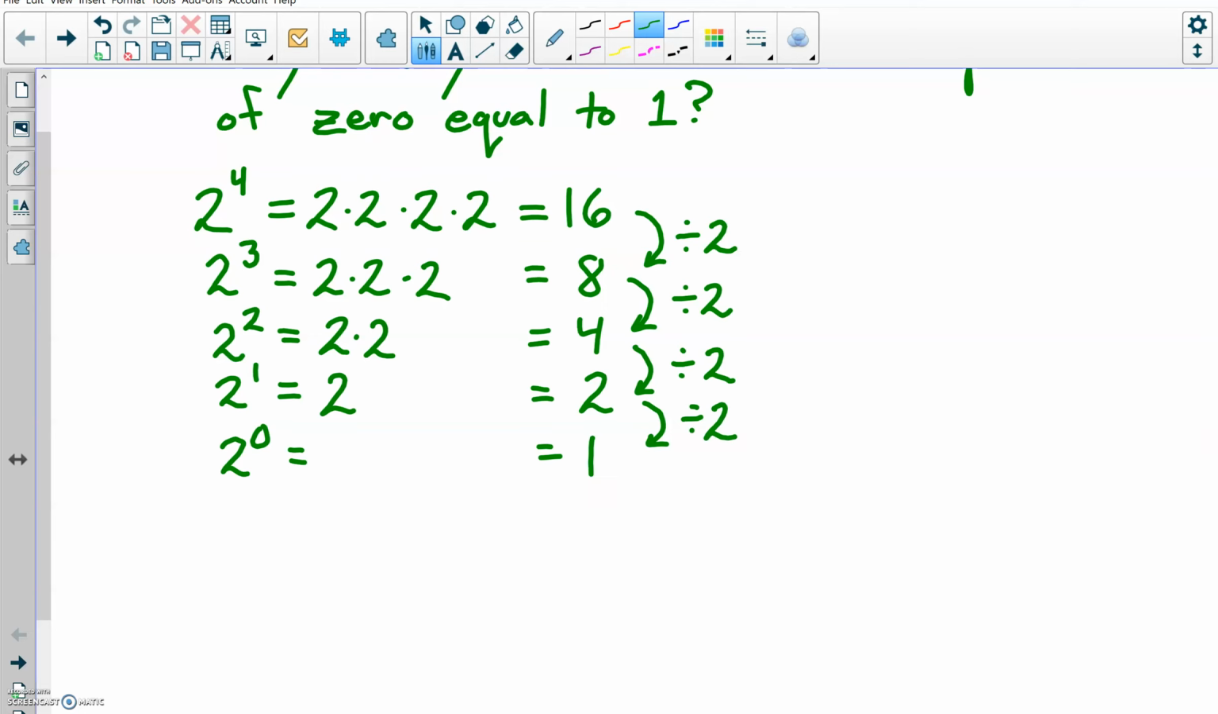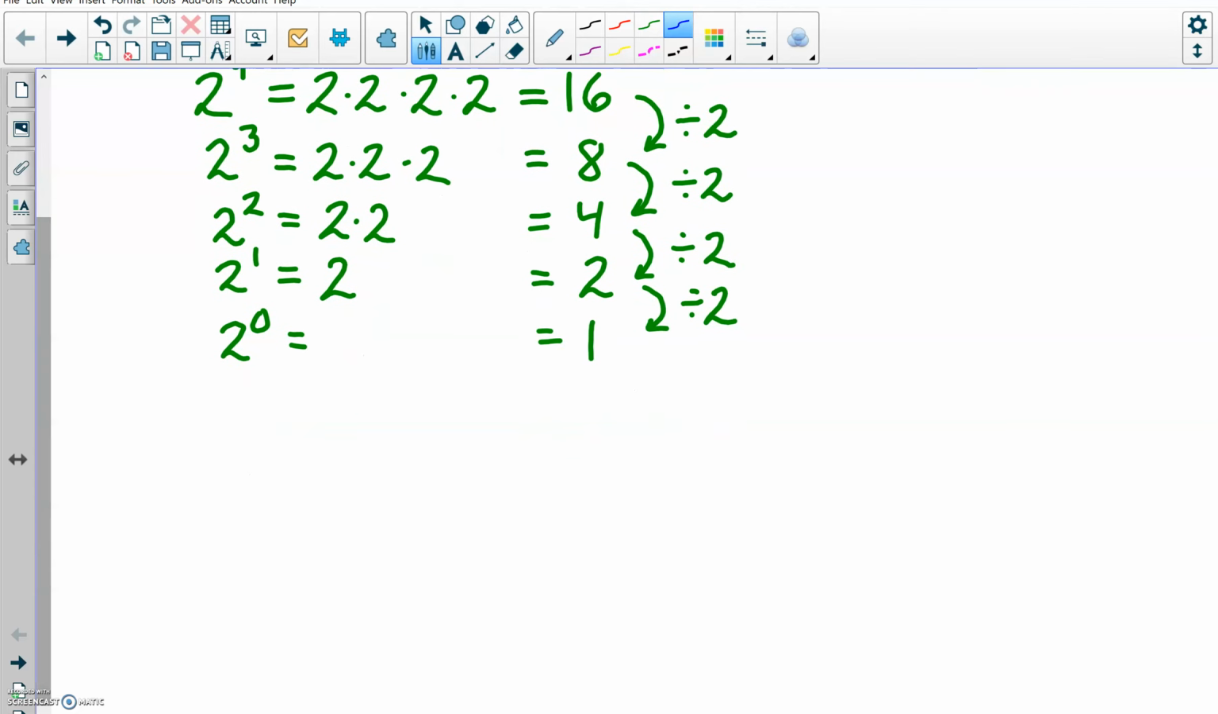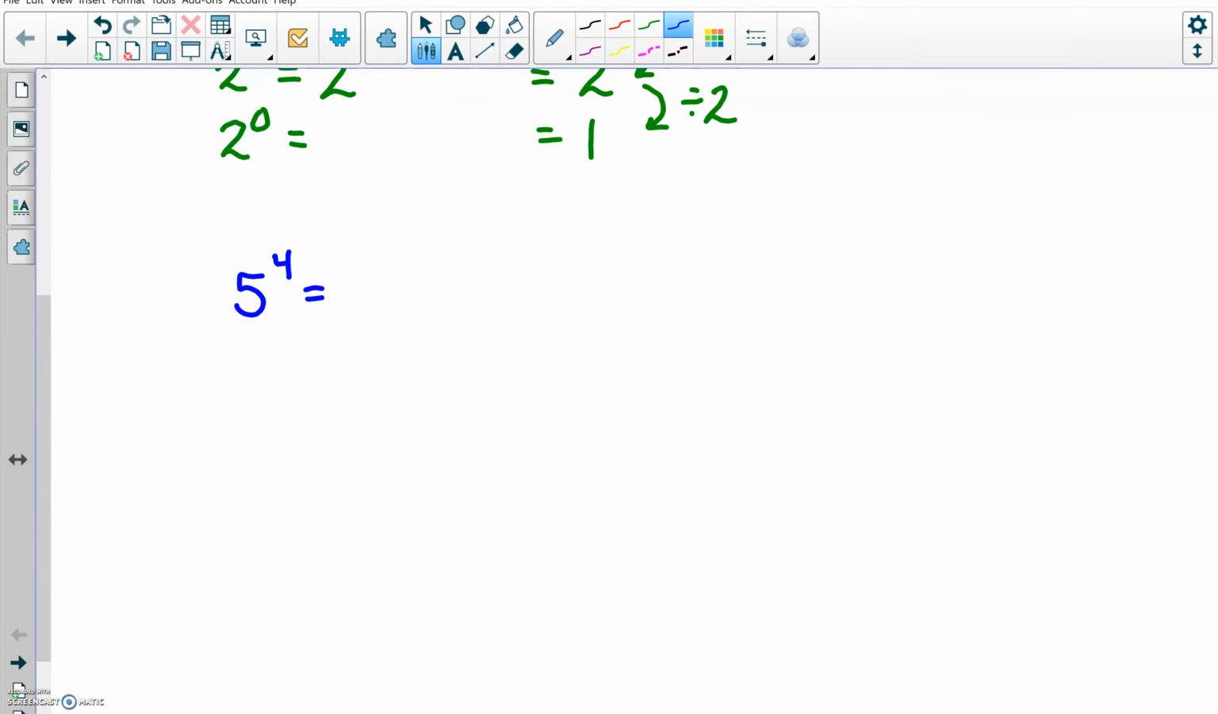All right, so you're saying, okay, well that worked with 2's, but will it work with other bases? And let's just go ahead and see what happens when we do 5. So I'm going to start with 5 to the 4th power. Again, I'm just picking that power because I think that's a big enough power to develop the pattern and make things work. So we will have 5 multiplied together, and actually 4 of them multiplied together. And so that ends up being 625.